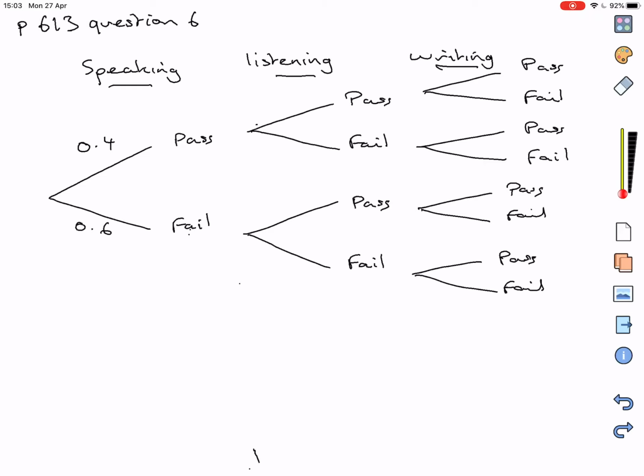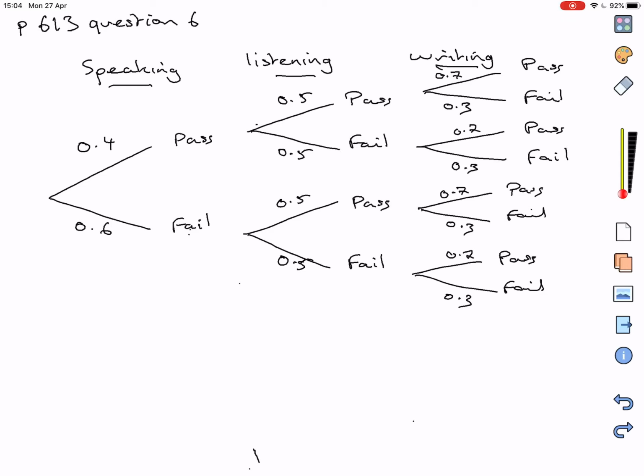Now moving on to listening, he's got a 0.5 chance of passing. So in the same way as before, we do 1 minus 0.5, it gives us a 0.5 chance of failing. So 50-50 on listening. And for writing, he's got a 0.7 chance of passing and therefore a 0.3 chance of failing. So I can write all those probabilities on the branches. And you'll remember that on each branch, the probabilities must add up to 1. Okay, so that's part A finished.